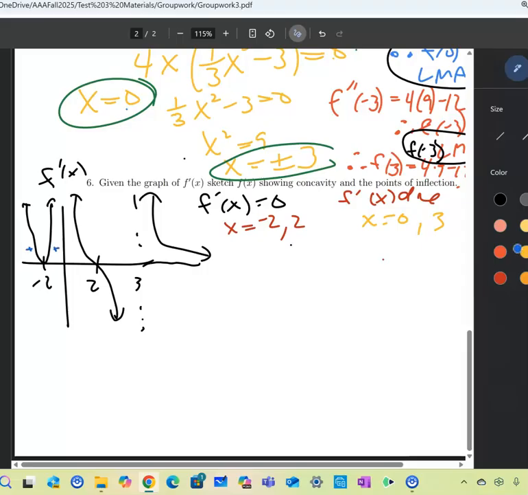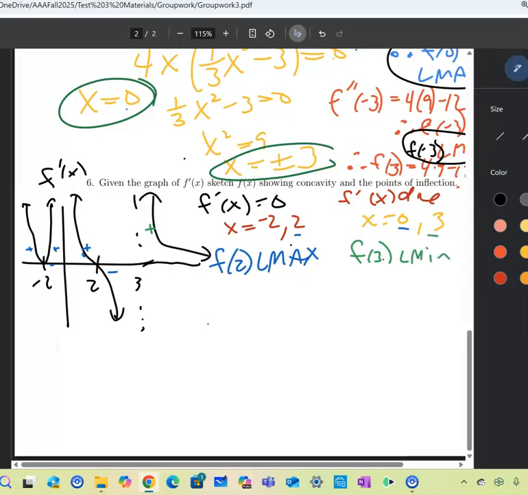Okay, let's look before and after negative 2. Before negative 2 positive, after negative 2 positive, no max or mins, right? Let's look at 2. Before 2 positive, after 2 negative. So I'm not even going to write it down because I think you're so good at this now. F of 2 is a local maximum, right? What's happening at 0? Before 0 it's positive, after 0 it's positive, no max or min. What's happening at 3? Before 3 it's negative, after 3 it's positive, so f of 3 must be a local minimum.